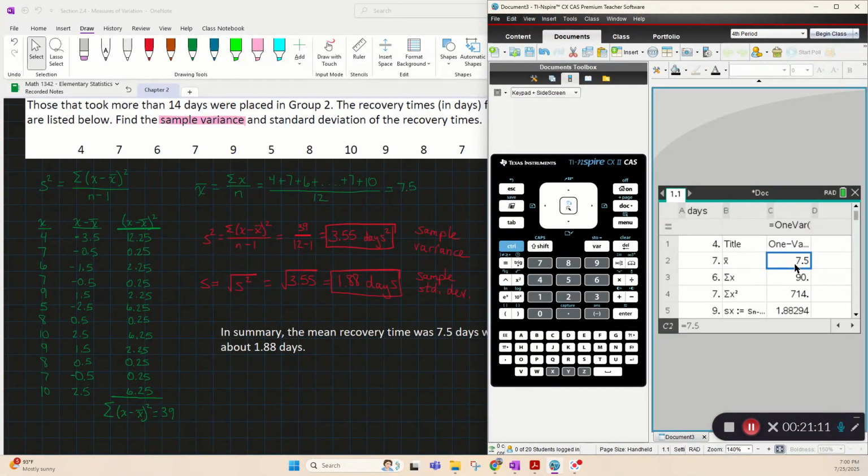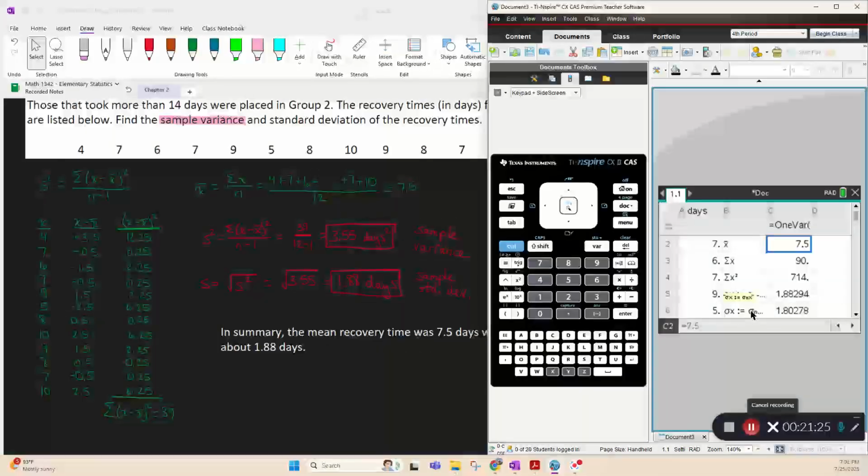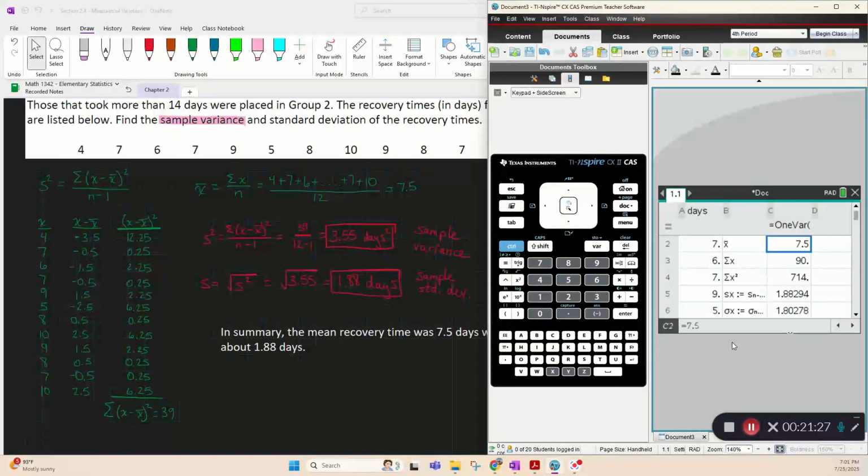Now let's look at what it gave us. It gave us X bar, 7.5. Sweet. It gave us S, 1.88294. Hey, that's what we got. It also gave us sigma. Now, we don't want sigma because this is a sample. If we were doing the previous example, we would want sigma, because we're dealing with a population.